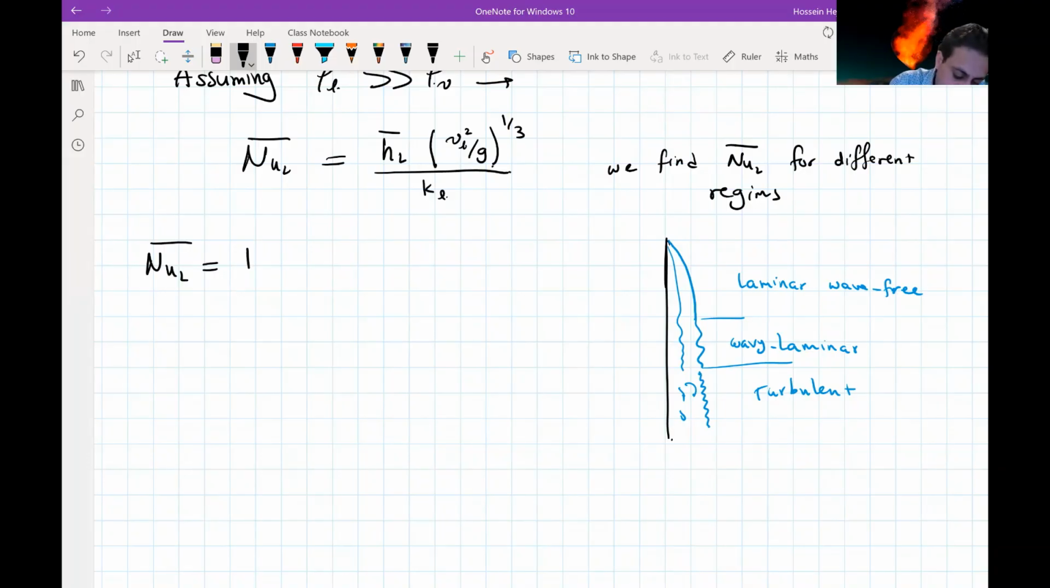For the laminar wave-free regime, the Nusselt number is going to be 1.47 Reynolds number delta to the power of minus 1/3. This is for Reynolds number delta less than 30. Okay, so this is the, let me just write it down, wave-free laminar regime.